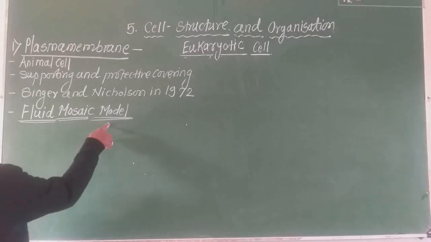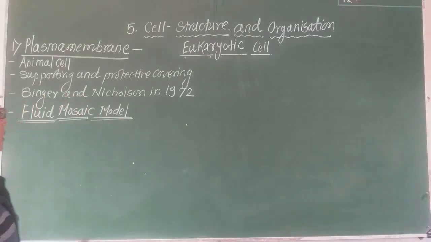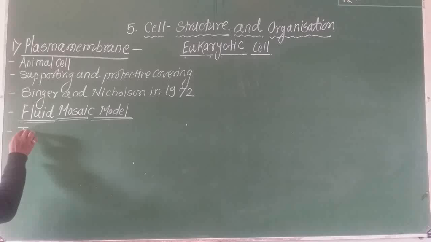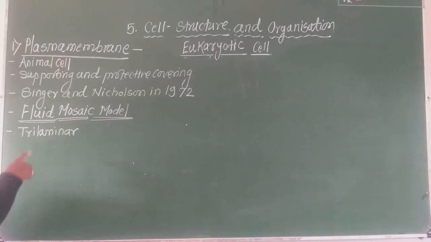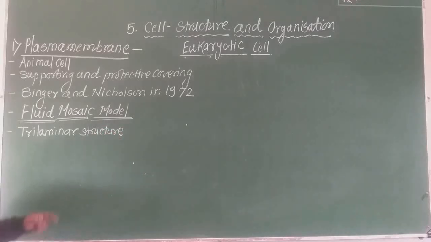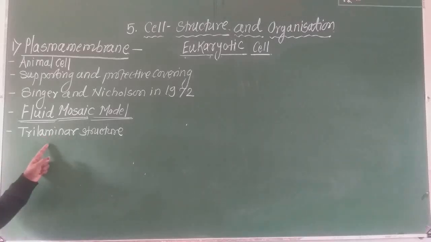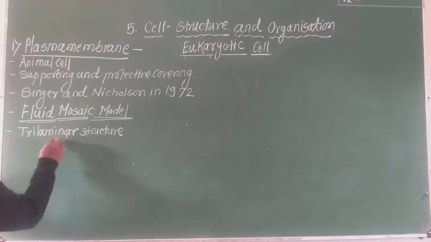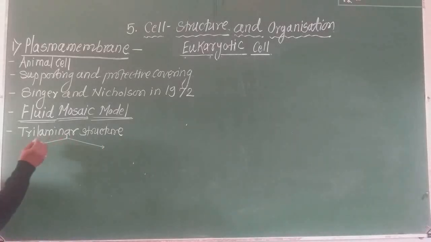Now actually, what is the fluid mosaic model, or which structure appears under the electron microscope? Okay. Now see, when they observe this plasma membrane under the microscope, there is appearance of the trilaminar structure. Now what is lamina? Lamina means layers. In this plasma membrane, there are three layers, from which two are lipid layers.